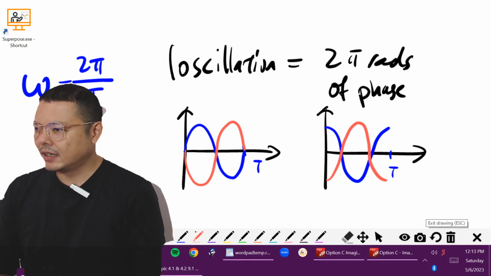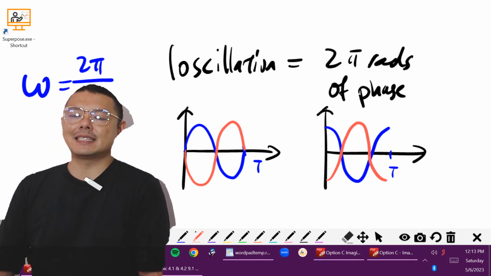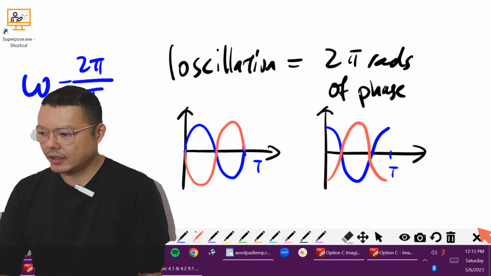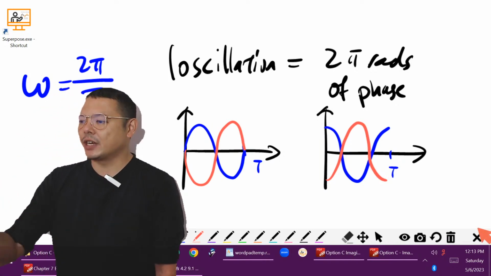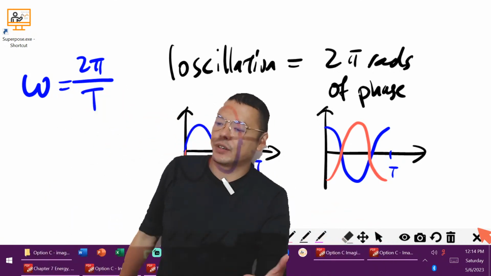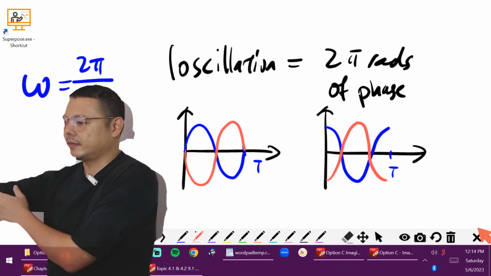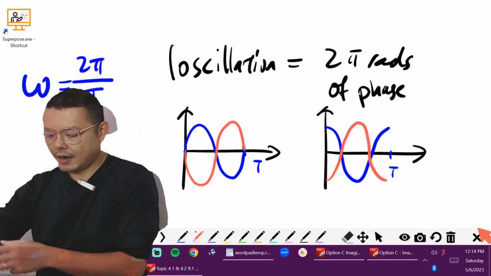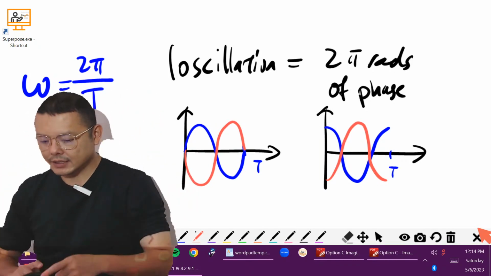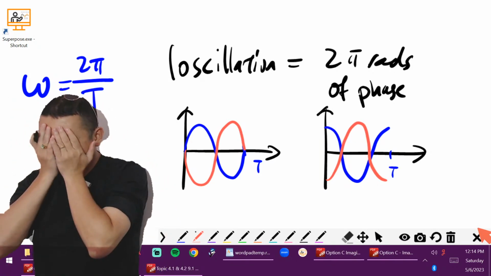Phase. Phase is basically defined as the stage of oscillation. Phase is which stage you are at. What's the phase of oscillation? What's the stage of oscillation? So just write down: phase equals stage of oscillation.